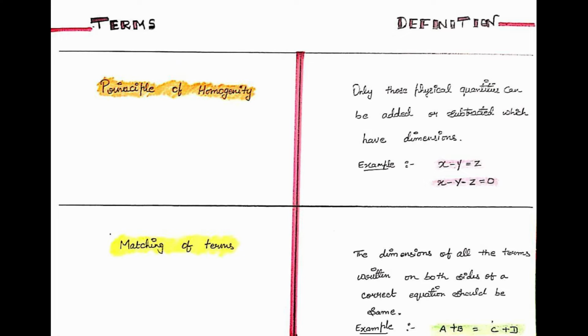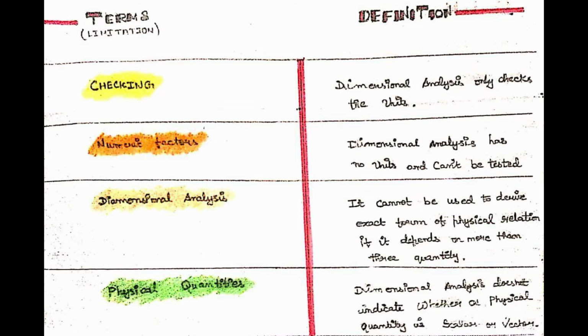Next, matching of terms. The dimensions of all the terms written on both sides of a correct equation should be the same, as we have a plus b equals c plus d, where a, b, c and d all have the same dimensions. Next, we have the limitations of dimensional analysis.